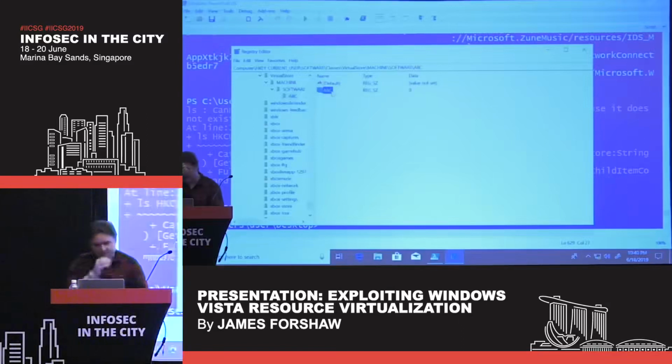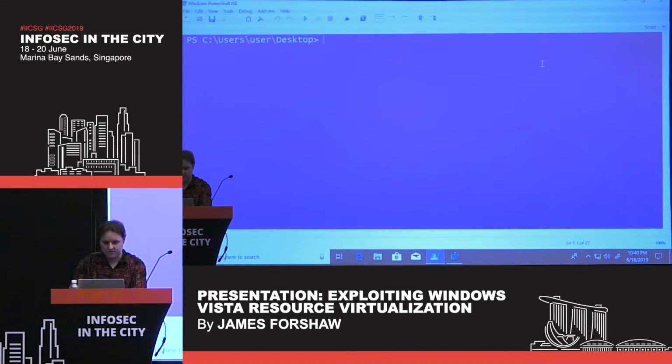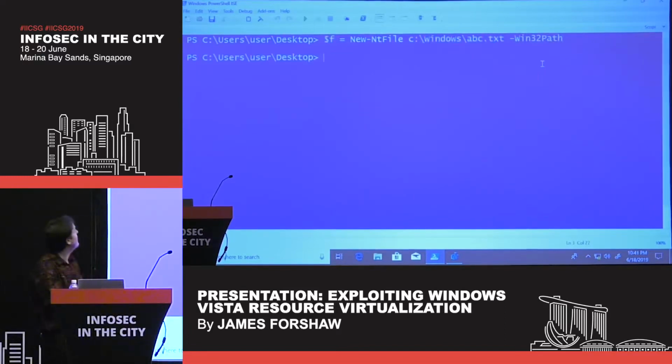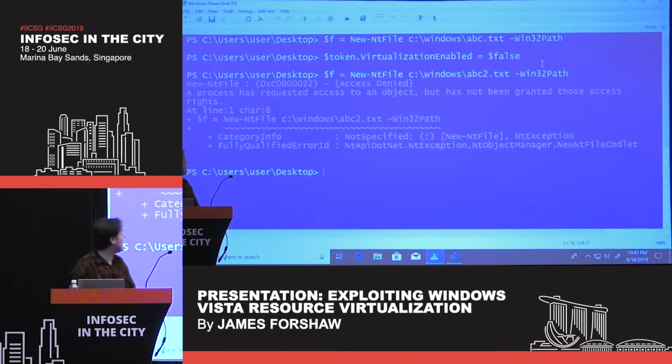So again, it's pretty easy to demo. We're already running virtualized. So if I just close that so I don't forget. Again, if I create a new file inside the Windows folder, we should find that it still works, even though we would not normally be able to do that. If we turn off virtualization and try that again with a different file name, it of course gives us access denied.